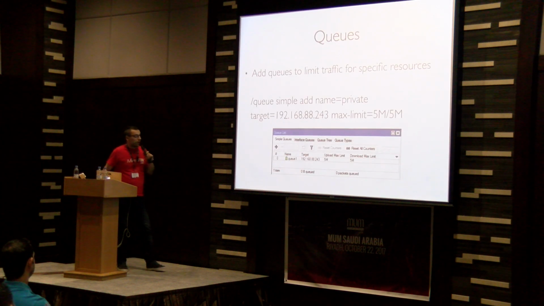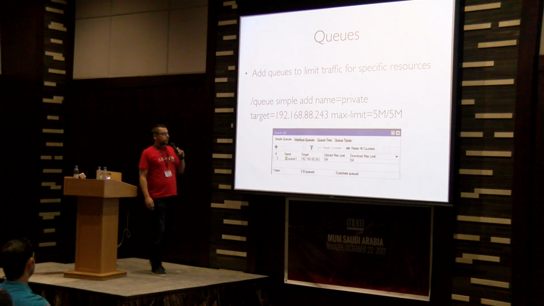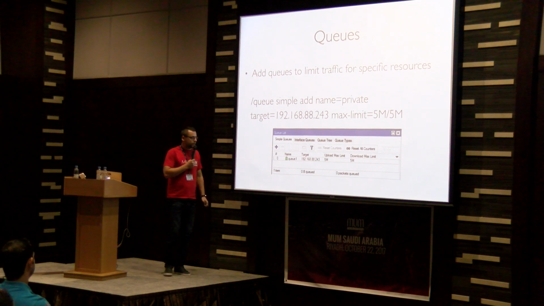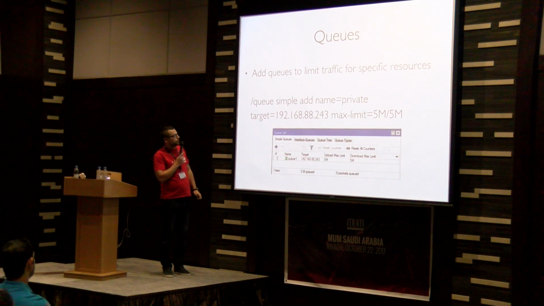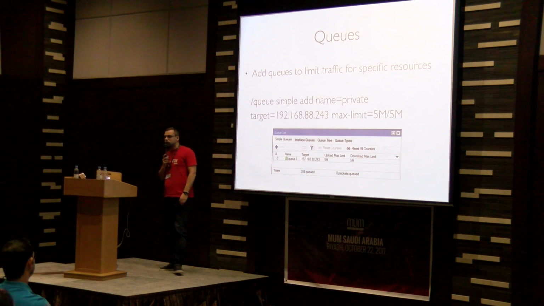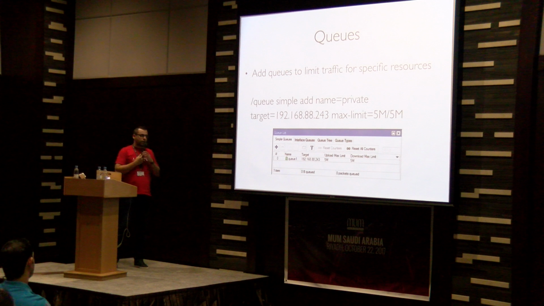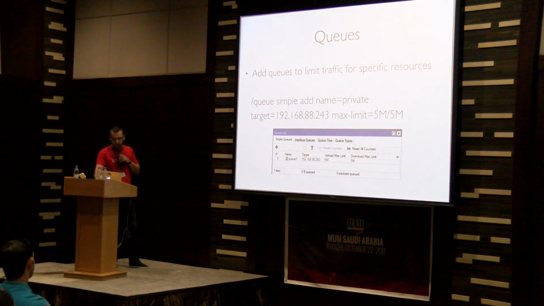If you want to use queues, for example, to limit some traffic for some local user, you can simply create a simple queue, specify the target, for example this IP address, and set max limit. And now this one single local user with such an IP address won't be able to reach higher speeds than 5 megabits.